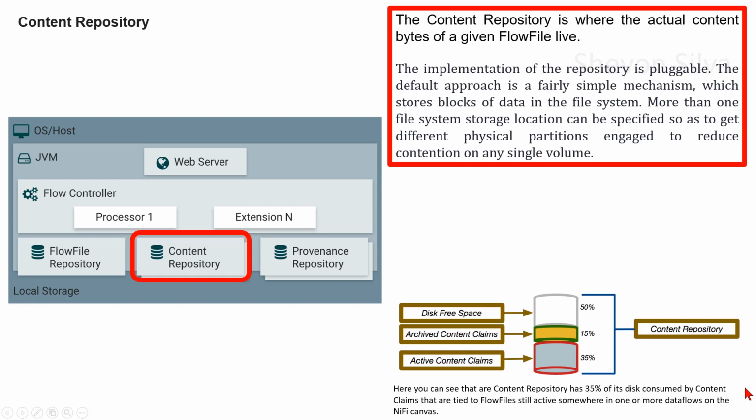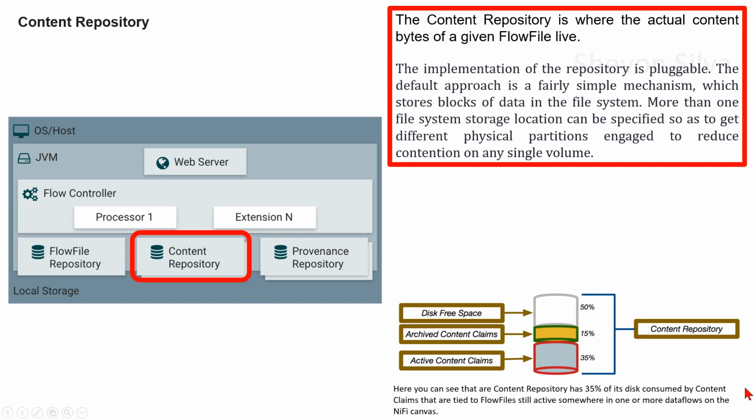The configured max retention period tells NiFi how long to keep an archived content claim before purging it from the content archive directory. The configured max usage percentage tells NiFi at what point it should start purging archived content claims to keep the overall disk usage at or below the configured percentage. This is a soft limit.